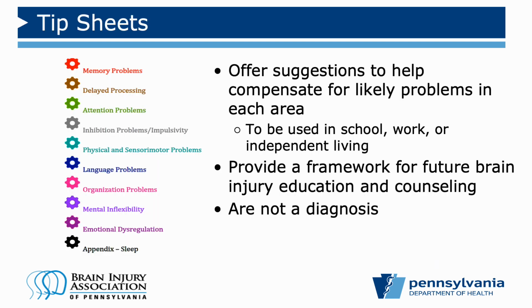Once an individual has completed the symptom questionnaire, tip sheets are generated based on those categories that scored the highest. Again, those that had at least one extreme or those that were at least 50% mild or greater. These tip sheets are not a diagnosis. They simply create a framework for future brain injury education and counseling. They're suggestions, strategies to help compensate for problems that an individual is likely experiencing in areas like school, work, or independent living.